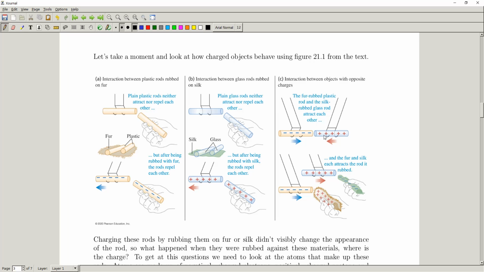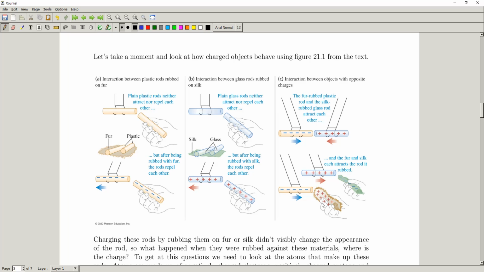We can also see that if we then brought the silk that we were rubbing against the glass rod up against the glass rod, which is now positively charged, well, the silk itself picked up the negative charge. It pulled some of that negative charge off the glass rod, and so it has a net negative charge, and so we would see that these would be attracted to each other, and the same would be true for the plastic rod and the fur.